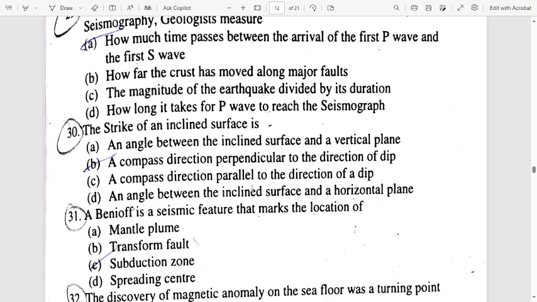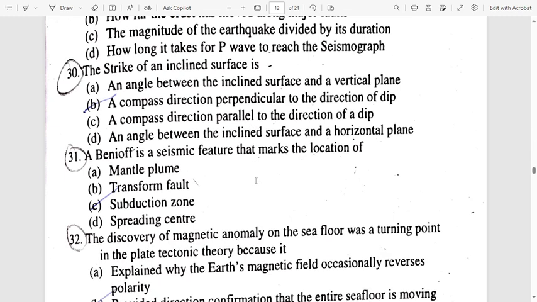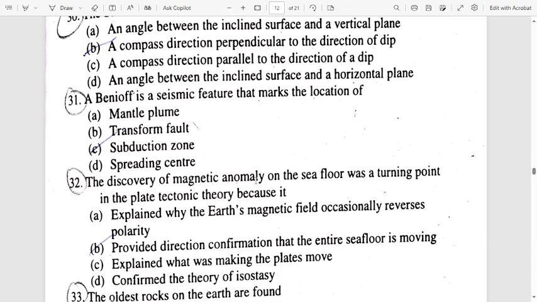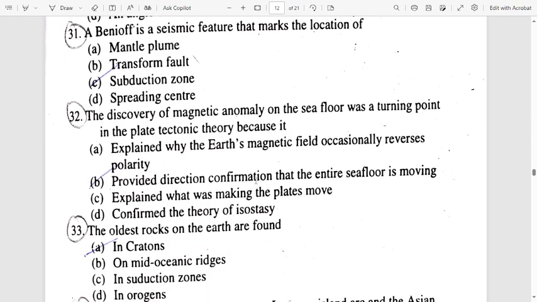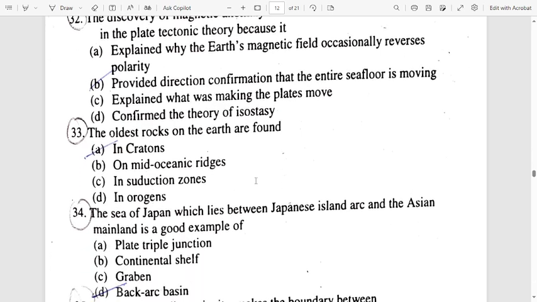The strike of an inclined surface is a compass direction perpendicular to the direction of dip. A Benioff zone is a seismic feature that marks the location of a subduction zone. The discovery of magnetic anomalies on the seafloor was a turning point in the plate tectonic theory because it provided confirmation that the entire seafloor is moving. The oldest rocks on the earth are found in the cratons.